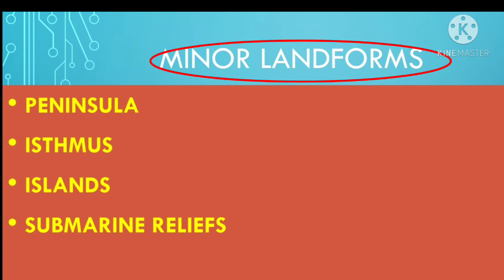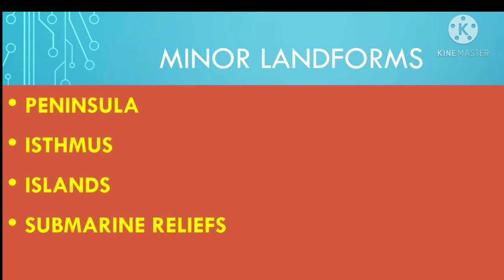So in your previous classes I've discussed the major landforms, on which we learned about mountains, their importance. We learned about plateaus, their importance. Then we learned about plains, valleys, their importance, etc. So today we'll be discussing the minor landforms. The minor landforms are peninsula, isthmus, islands, submarine reefs, which are also important landforms that develop on the surface of the earth due to endogenic and exogenic forces.